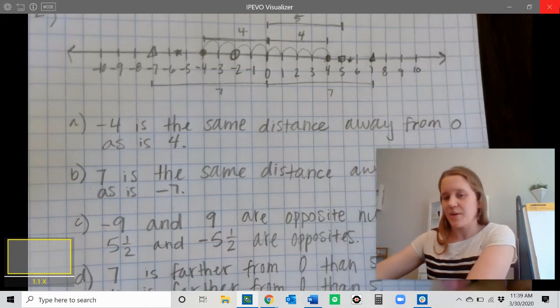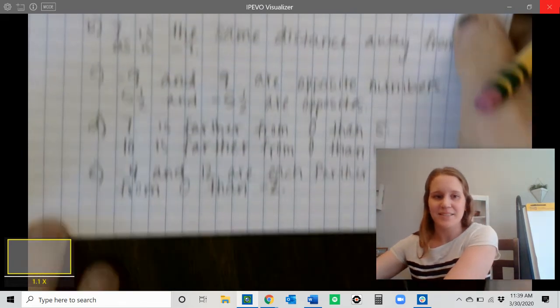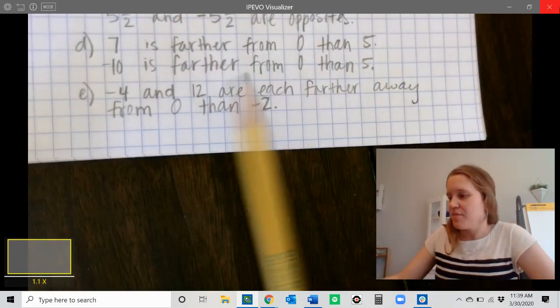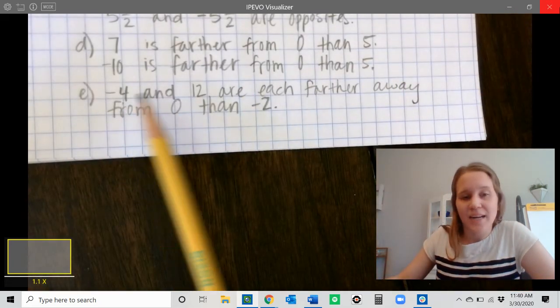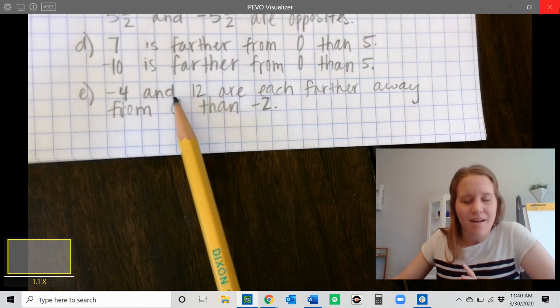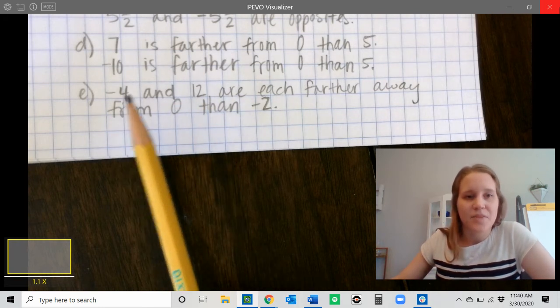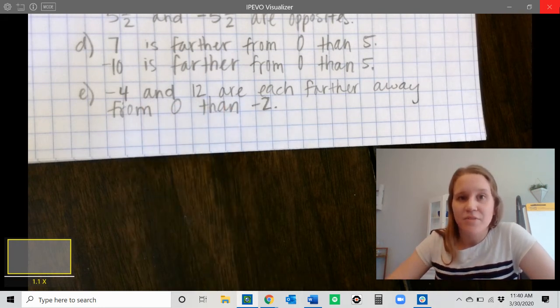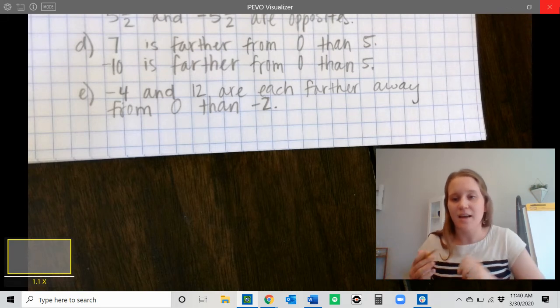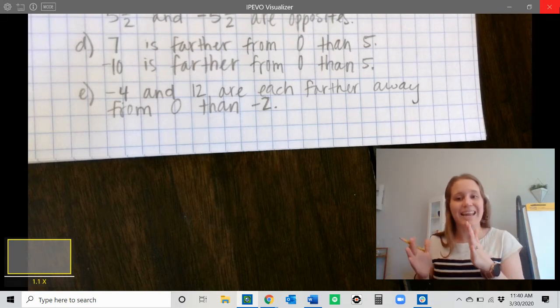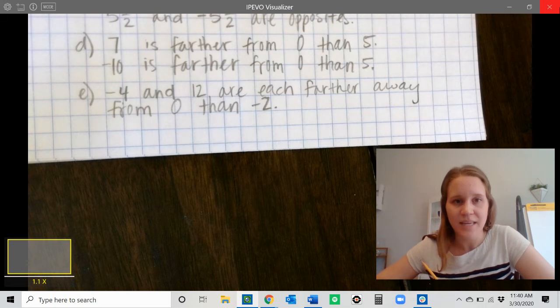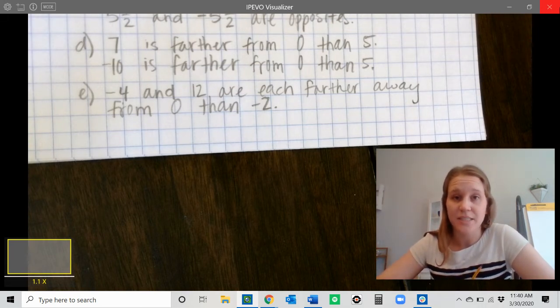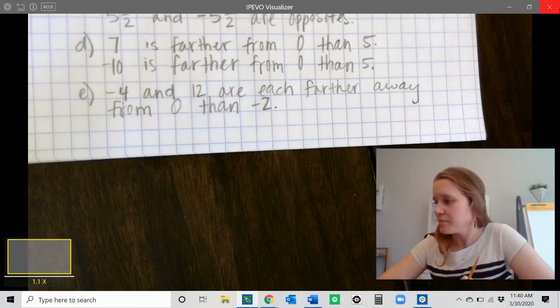All right, team, here's what I thought. If you need more time, please click pause. I picked the numbers -4 and the number 12, even though that one's not on my number line. These numbers are each farther away from 0 than -2 is. -4 is more negative than -2, and 12 is much farther away than 2 spaces. It's 12 spaces away from 0.